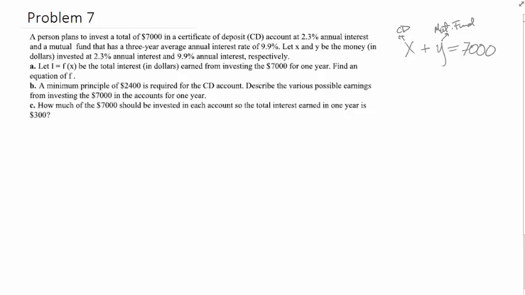So what we want to do is find the interest. The interest is going to be given by the amount that you put in the CD times 2.3%, and then the amount that you put into the mutual fund times 9.9%. So now we want to write this with decimals, 0.023x plus 0.099y.